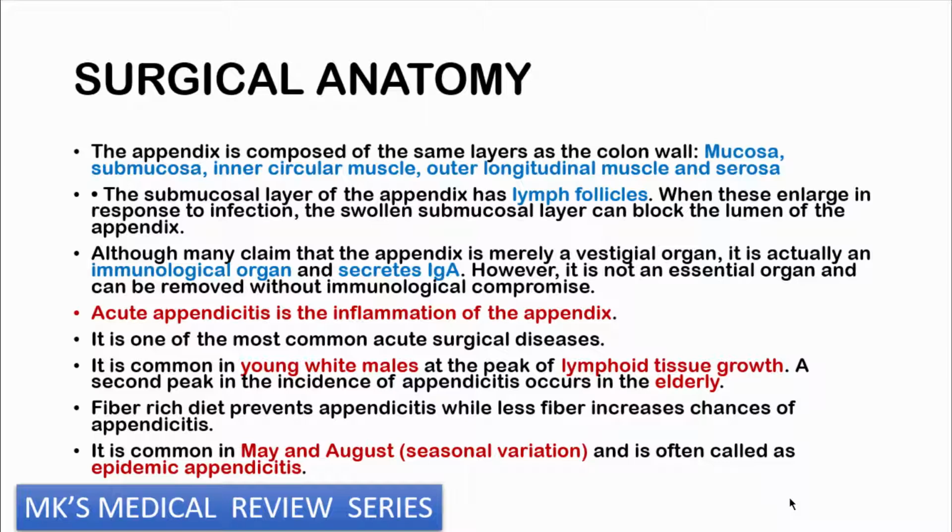And when it comes to the function of the appendix, it's thought of as a vestigial organ. It is actually considered by some to have some immunological function, and some actually believe that it secretes IgA. Other people believe that it acts as a store for the normal flora of the gut, to replenish the normal flora of the gut. However, it's not really an essential organ, and it can actually be removed without causing any severe immunocompromise in an individual.